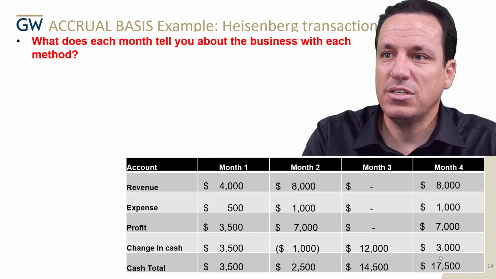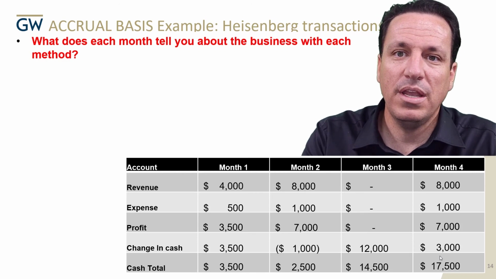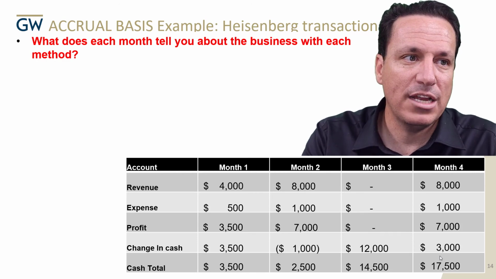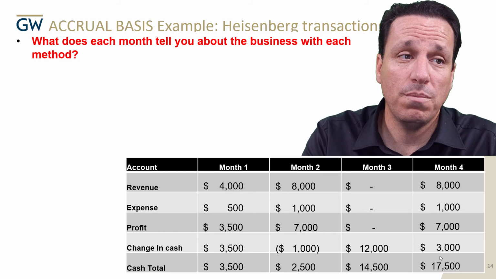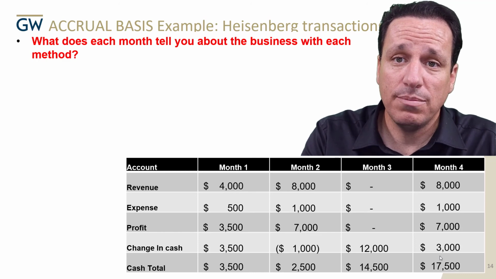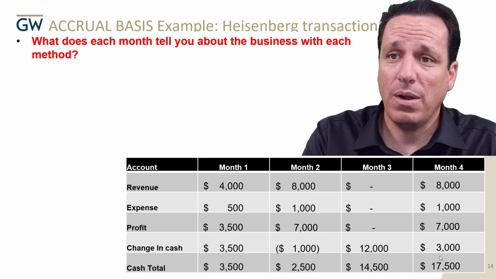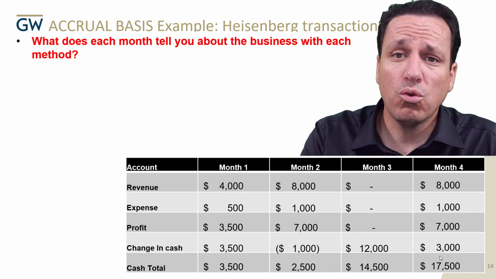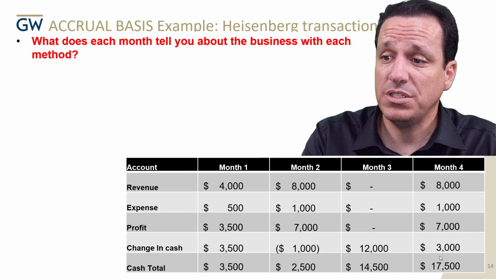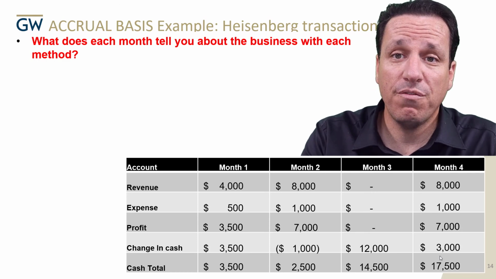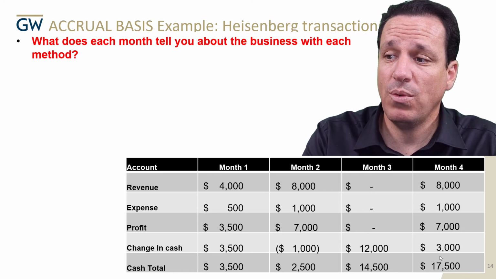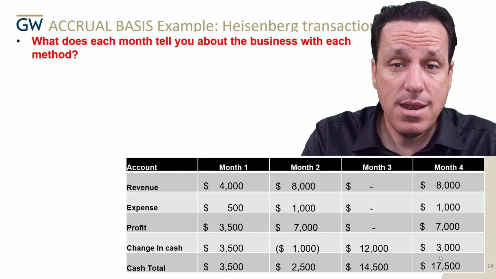The nice thing about this is what each month tells you about the business and with each method. Well, under the cash method, if you're a cash strapped business, cash accounting is really important because it tracks the most important resources, the lifeblood of your business, right? If you do accrual accounting, it's really great because it tracks the operations. It tracks your efficiency. Here, we see that month 2 and month 4 are some of the most productive months that we have. And month 3, nothing happened.